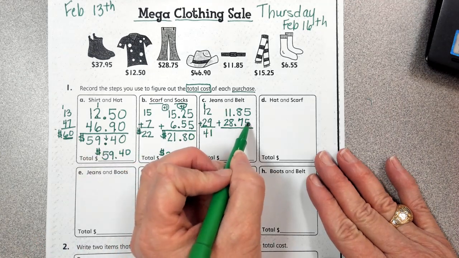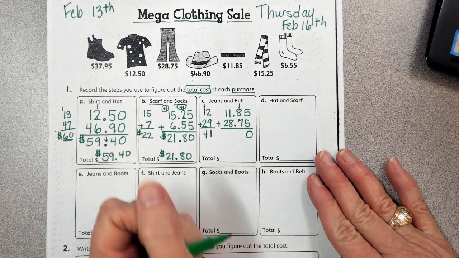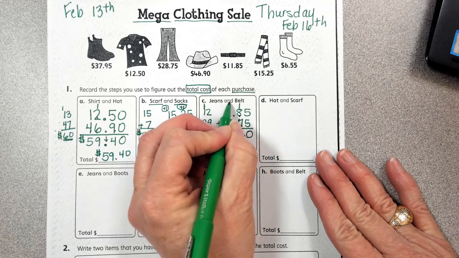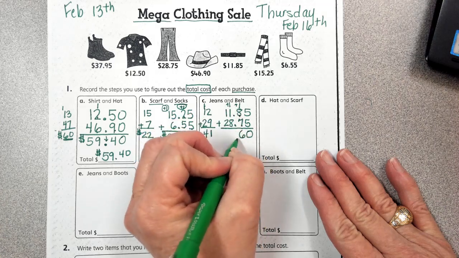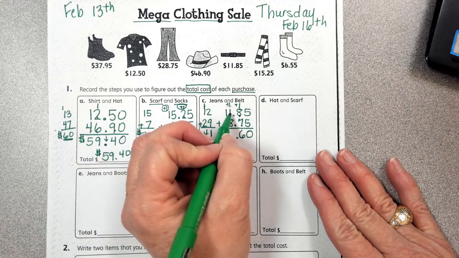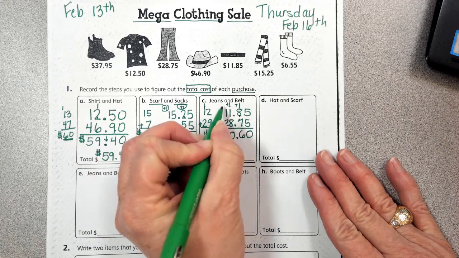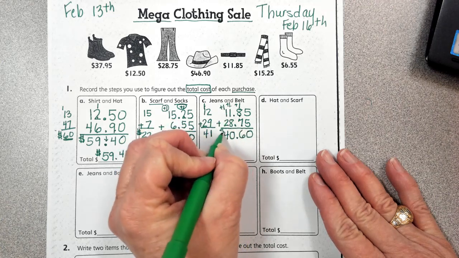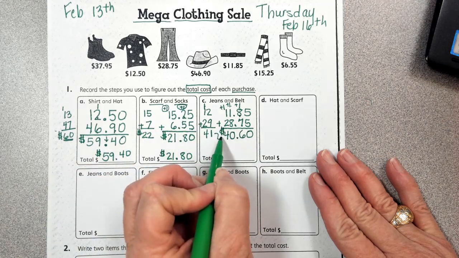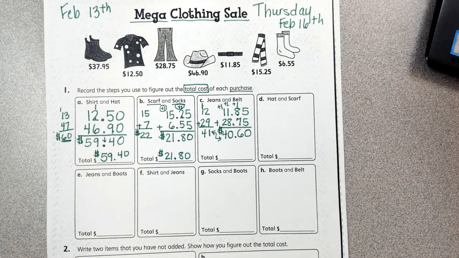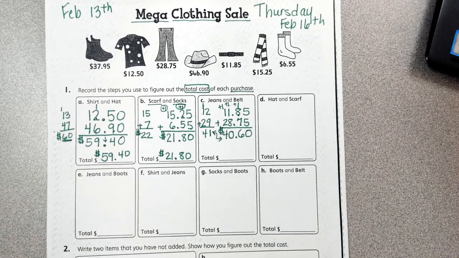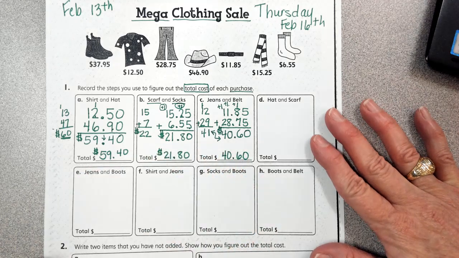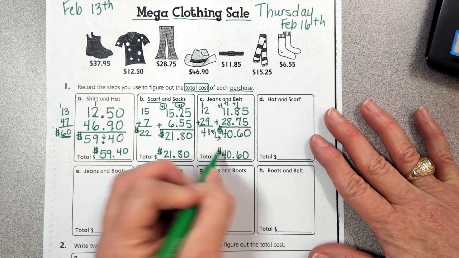Let's add it together. 5 plus 5 is 10. Carry your 1. 7 plus 8 is 15. Plus 1 more makes 16. Carry your 1. And drift your decimal down. 1 plus 1 is 2, and 2 plus 8 is a group of 10. Carry your 1. And 1 plus 1 is 2, and 2 plus 2 is 4. So when I look at my answer, is it pretty close? It is. So rounding to the nearest dollar is going to give us a really close answer. So let me record my information, $40.60.